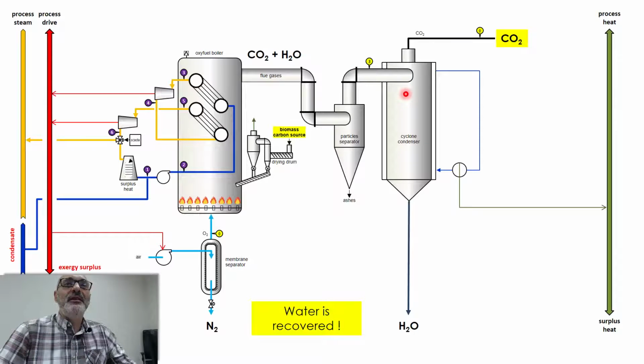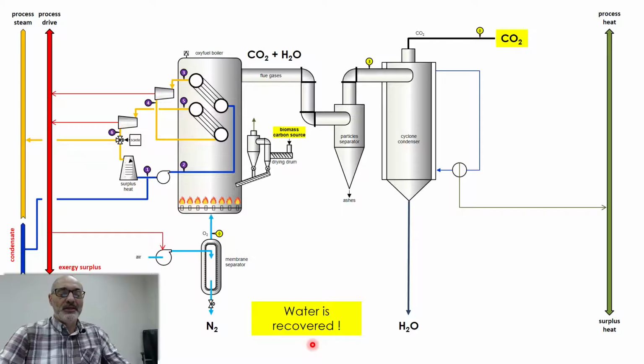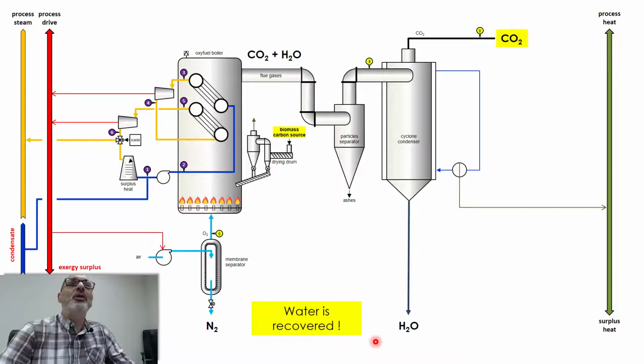If you cool that to 70 degrees, water is going to condense. So you can recover and recycle water in the process, and I'm going to show you the calculations. Actually, you can export water because you recover more water than you need for all the processes that were shown in the previous slides. Okay, so virtually here you have pure CO2.